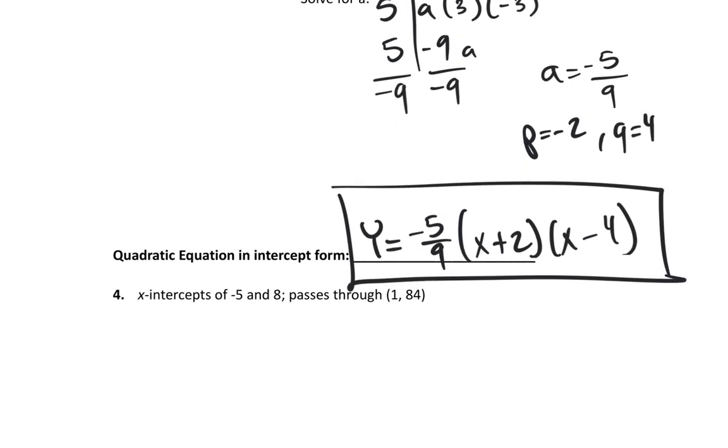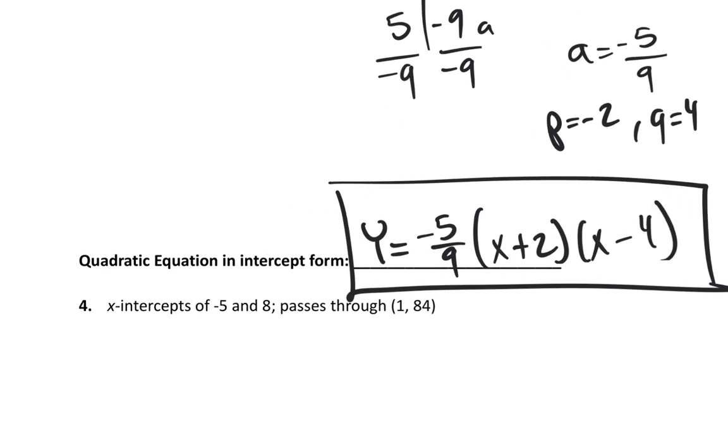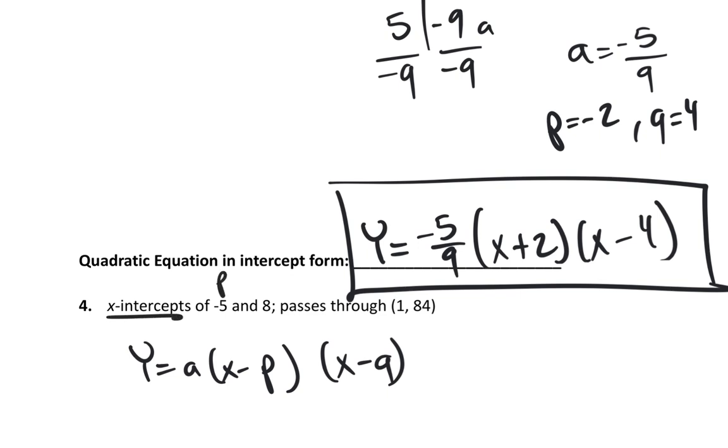Now you're going to try your problem, same steps. You're going to use the same formula where the x-intercepts are p and q, and then you have a point to plug in. You're going to solve for a. So go ahead and try that one real quick.